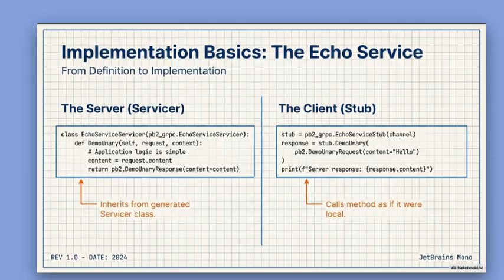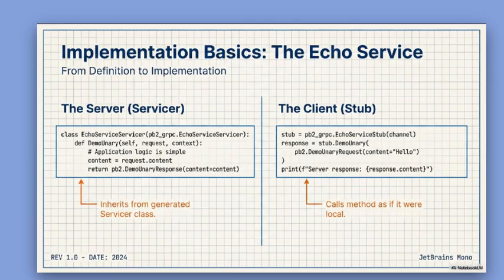The slide also mentions rich status codes. Yeah. In HTTP, every error is just a 500 or a 404. It's so vague. gRPC gives you a specific vocabulary. Invalid argument, deadline exceeded, unauthenticated. It tells the developer exactly why something failed.